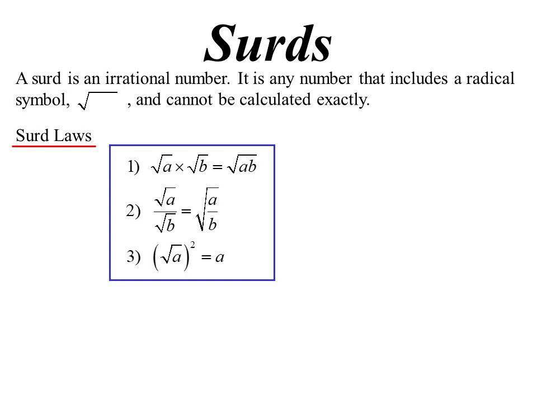Squaring and the square root are inverse operations. They cancel each other out. So the square root of a squared is a, and that's basically it. We can then manipulate surds to our heart's content.